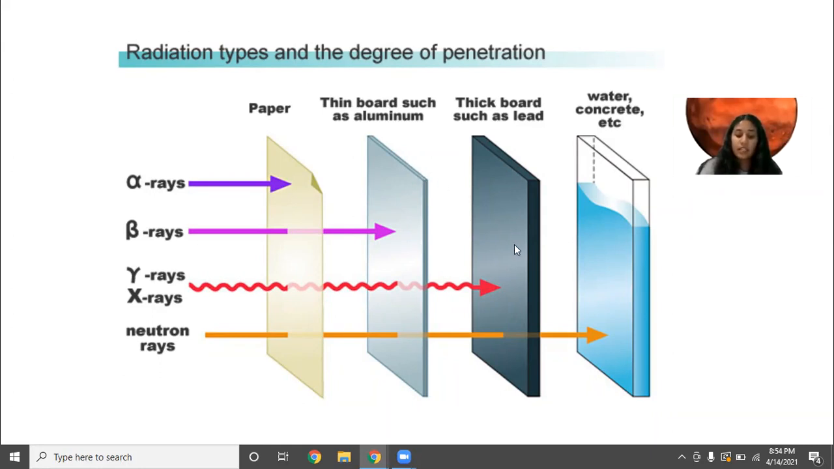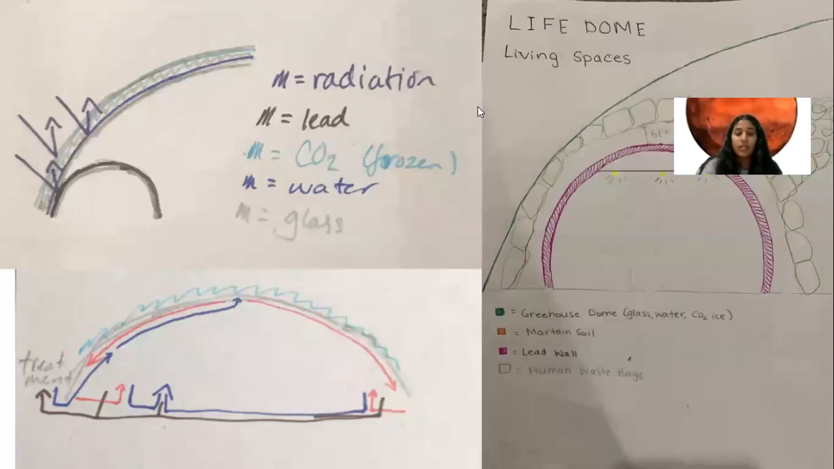Therefore, we have created a protection from these radiations through our establishment on Mars. This greenhouse dome and living space will give us full protection from any radiation. The greenhouse dome covers the whole establishment on the outside. The greenhouse dome is composed of CO2 ice, water, and glass. The CO2 ice can absorb infrared radiation and will also help trap the heat inside the dome.